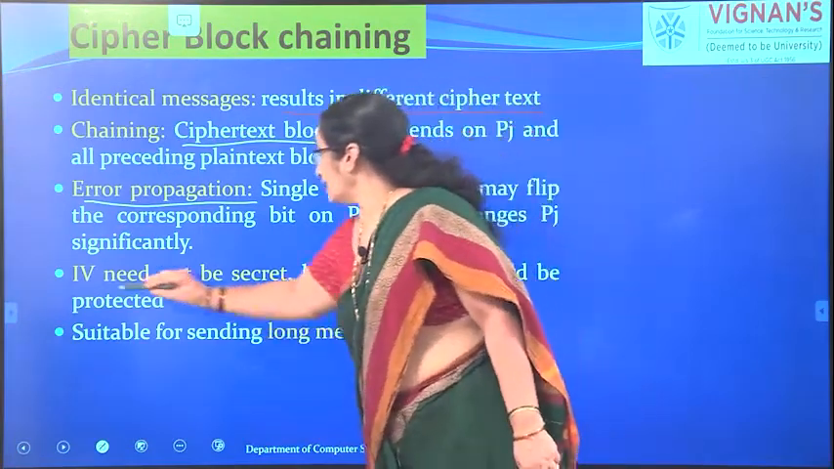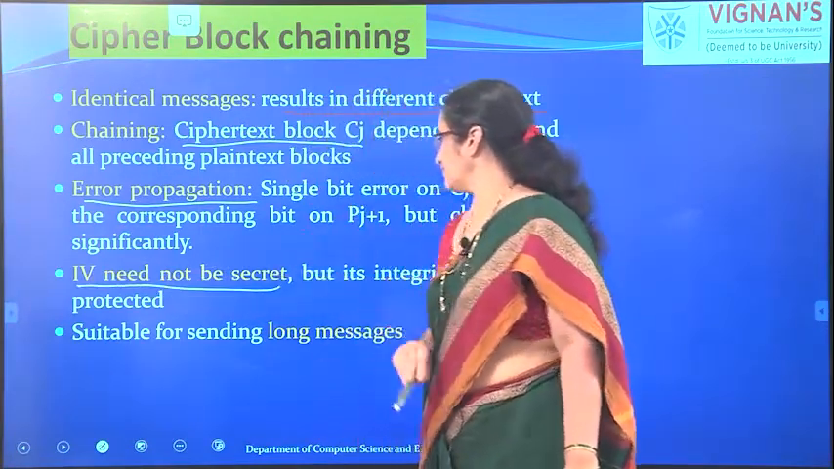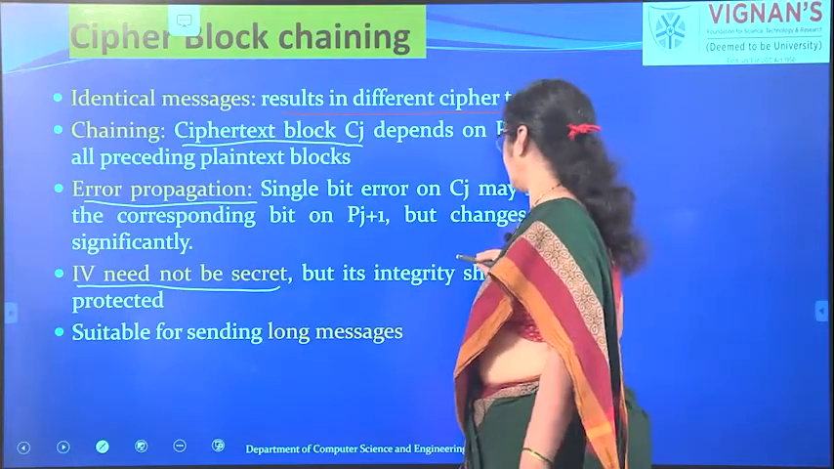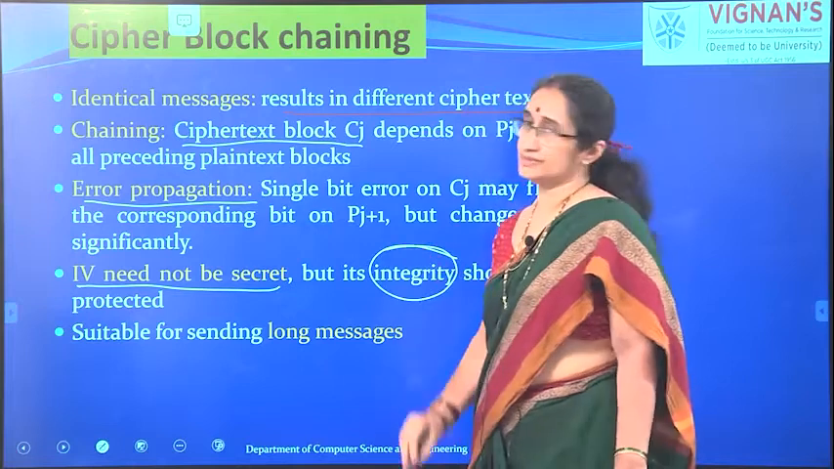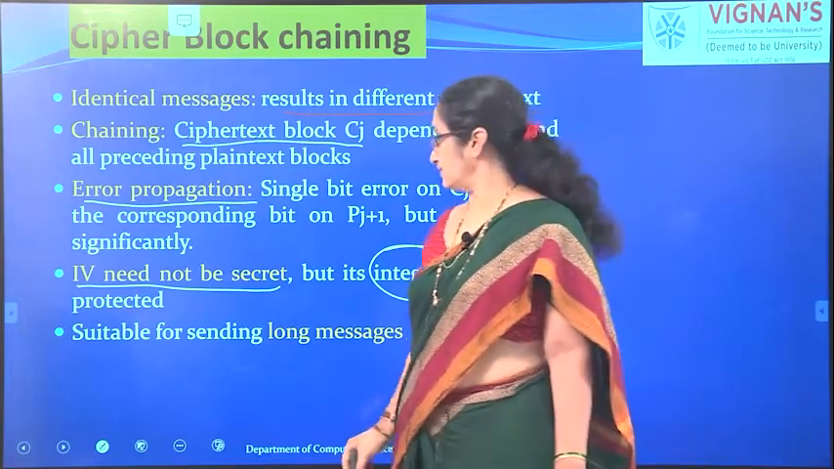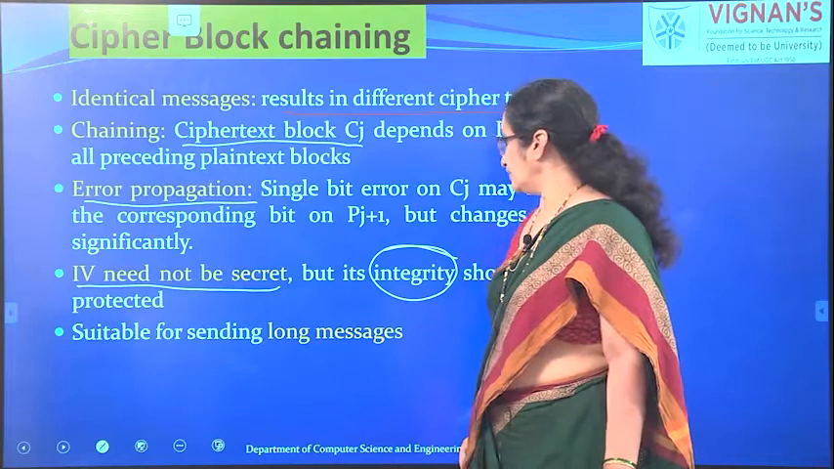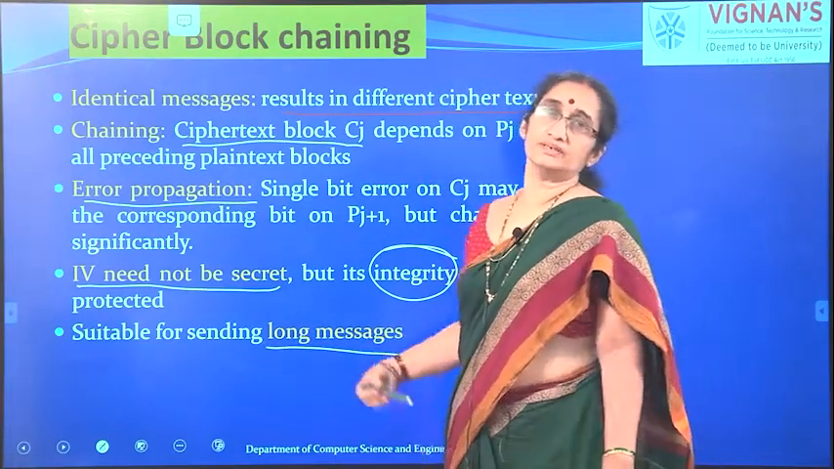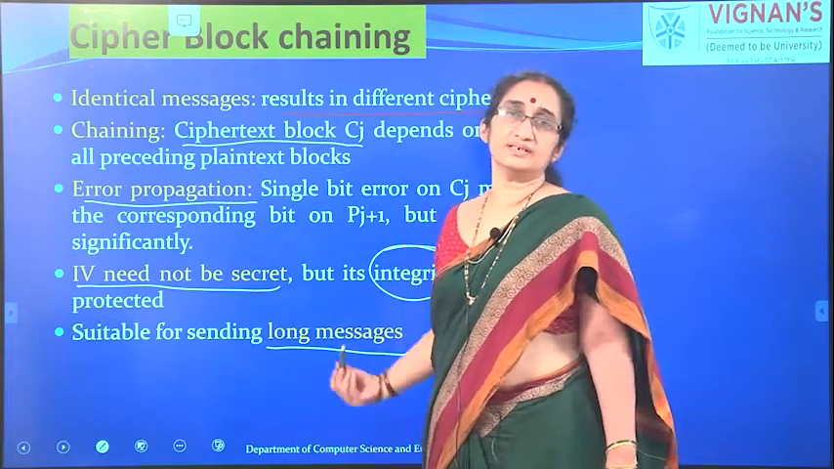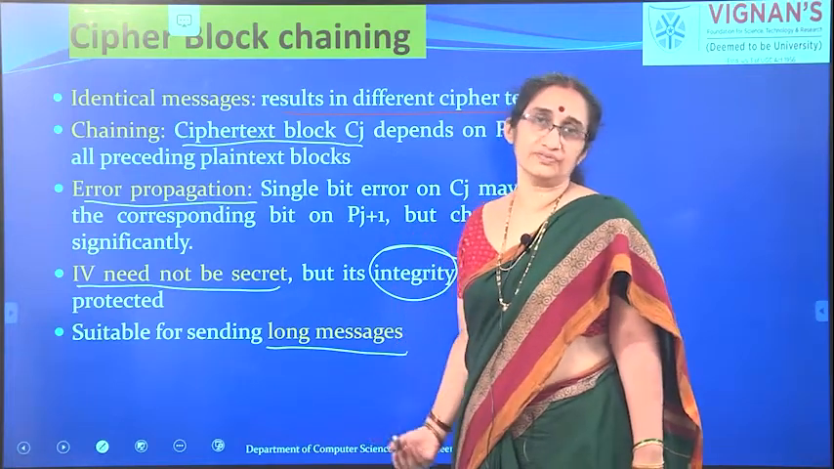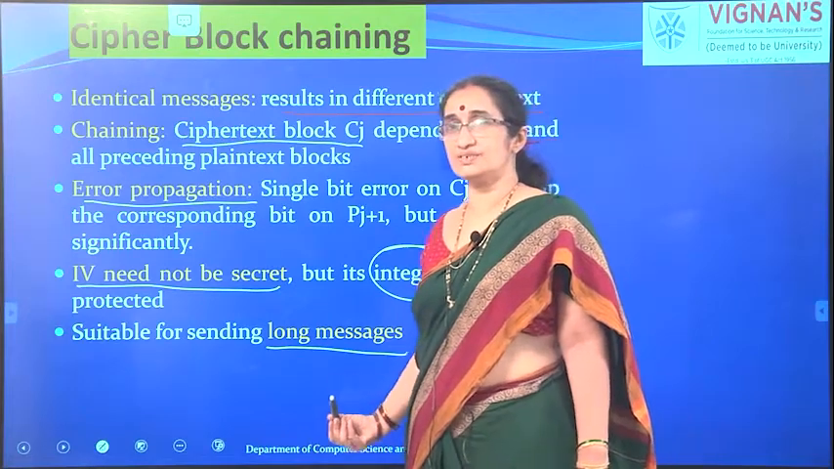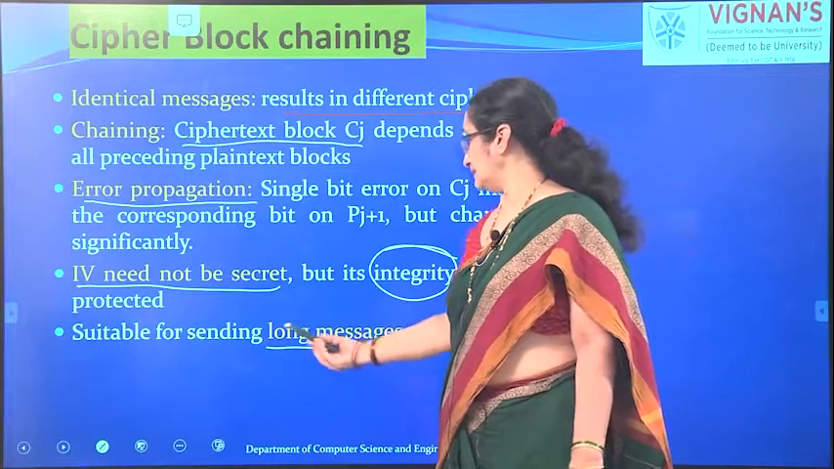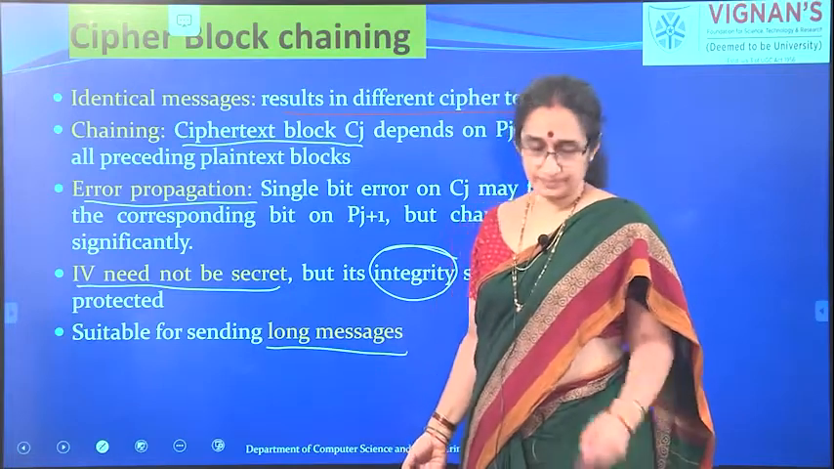And the IV, that is nothing but the initialization vector, it need not be secret, but its integrity should be protected. That means it should not be changed between the sender and the receiver, and it is suitable for sending long messages also. Why it is suitable means, here the identical message does not result in an identical ciphertext, because though the message is identical, it will be changing. So, it is suitable for sending long messages.